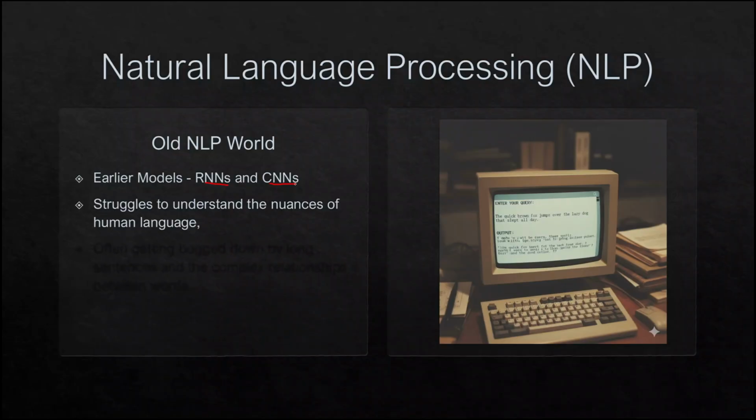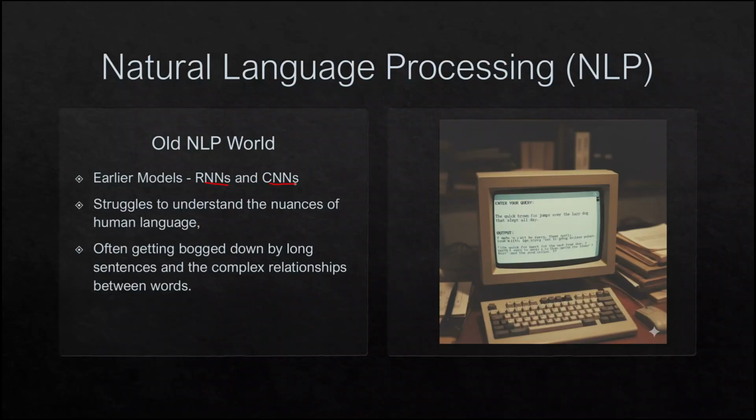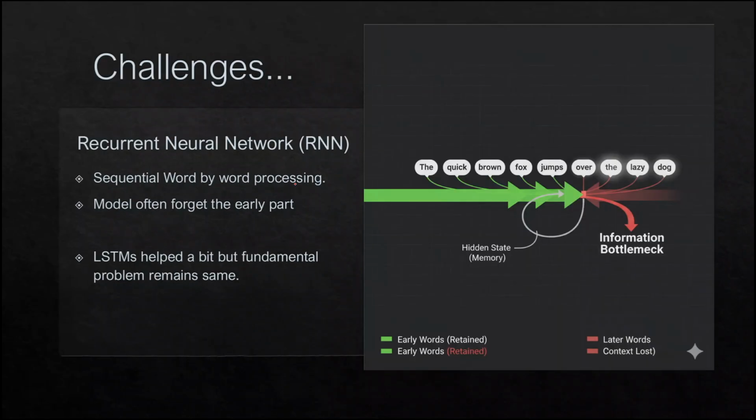It struggled to understand the nuances of human language and was often bogged down by long sentences, as we talked about already. In the RNN, which is a recurrent neural network, sequential processing happens and the model often forgets the early part. With LSTMs, that is long short-term memory, it is managed a bit, but that also does not solve the fundamental problem of keeping the context of an entire long sentence.